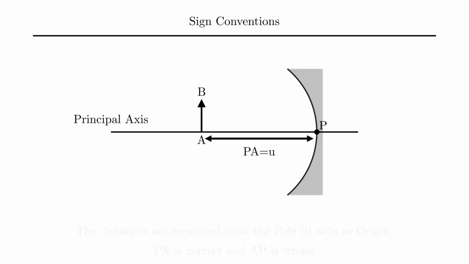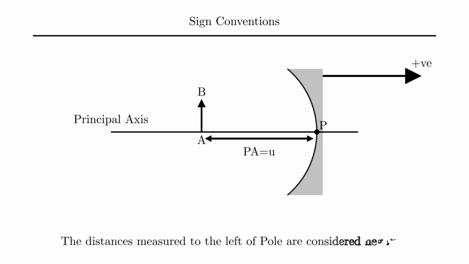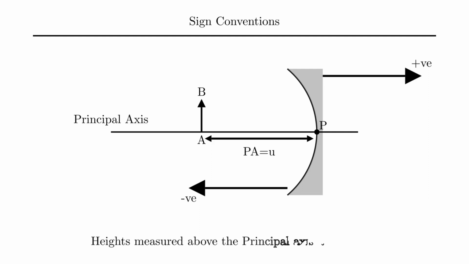Number 3. Distances that are measured to the right of pole are positive, while the distances measured to the left of pole are negative. Number 4. Heights measured above the principal axis are taken as positive, while below the principal axis are taken as negative.